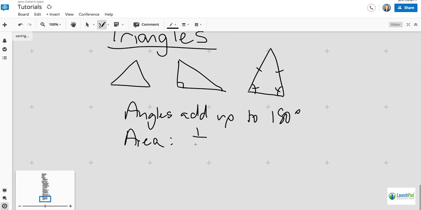The formula that you need to know for the area is 1/2 of the base times the height. And again, that's going to be the vertical height, so that's kind of a continuing theme. If it's a right triangle, then this side would be considered the height, so that's pretty easy and straightforward. However, if you're talking about any other kind of triangle, the height will be the vertical height from the highest point down to the base. Okay.